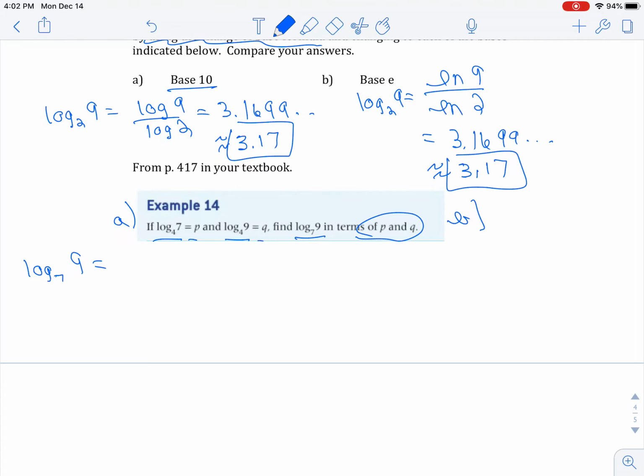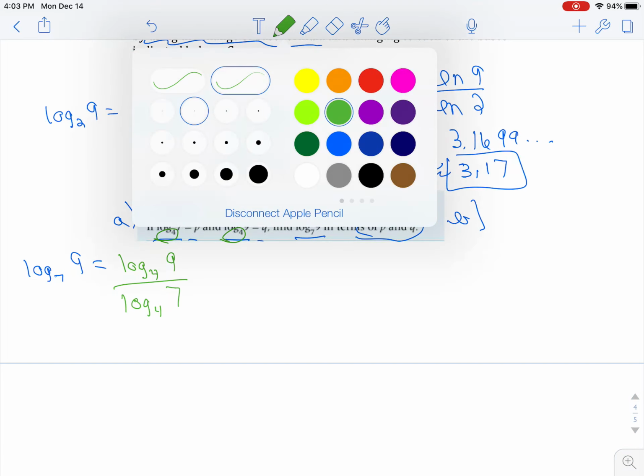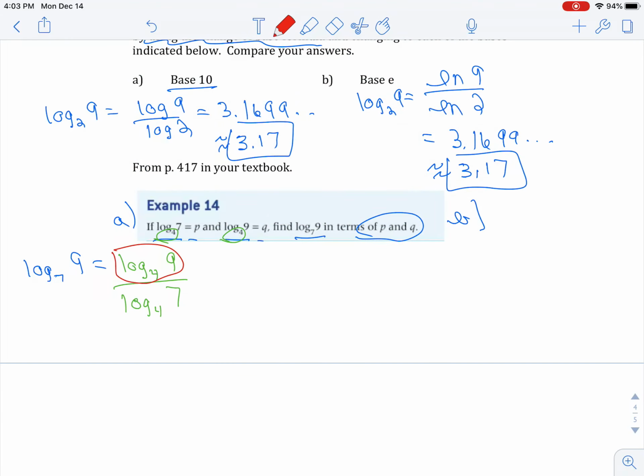So if I use the change of base formula, what base would I change it to? Well, how about 4, because that's what the rest of this problem is about. So I'm going to end up with the log base 4 of 9 divided by the log base 4 of 7. Then you should be able to look at this and see, oh yeah, log base 4 of 9 is right here, that's just q. And log base 4 of 7, that's right here, that's just p. So there's your final answer, q divided by p.